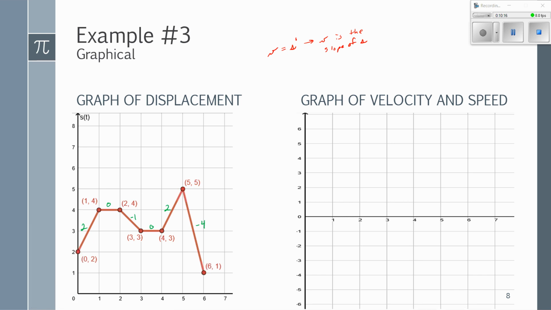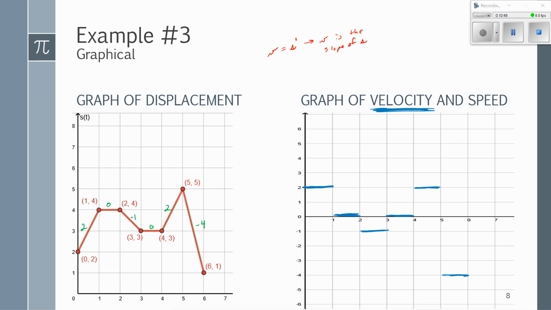So now for my velocity, from x equals 0 to x equals 1, I have slope values of all 2 there. From x values of 1 to 2, I have slope values of 0. I should say these are my velocities. From 2 to 3, I have slope values of -1. From 3 to 4, I have slope values of 0. From 4 to 5, slope values of +2. And from 5 to 6, slope values of -4.